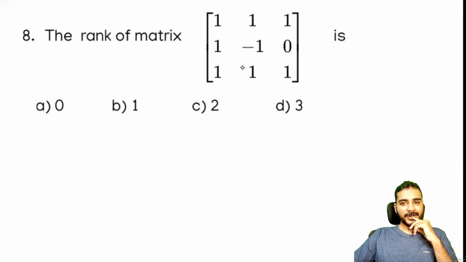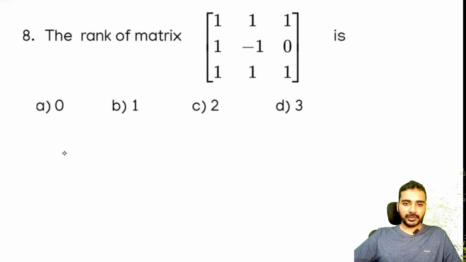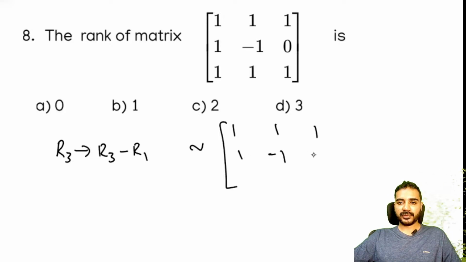So here we need to find the rank of this matrix. Okay, when we look at this matrix, look at this first row. This is 1 1 1. Third row is also 1 1 1. So we can remove this to 0. So R3 is R3 minus R1, which is giving the equivalent matrix as 1 1 1, 1 minus 1 0 and 0 0 0.